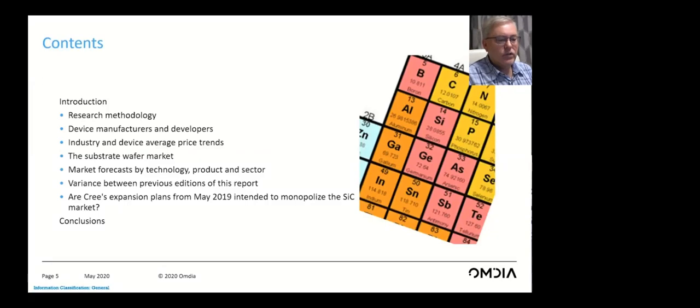Here are the contents of today's talk. The GaN market again includes GaN system ICs. These cover both GaN transistors co-packaged with silicon driver ICs and monolithic GaN transistors with driver ICs formed on a single chip.